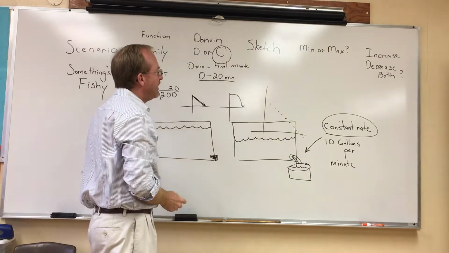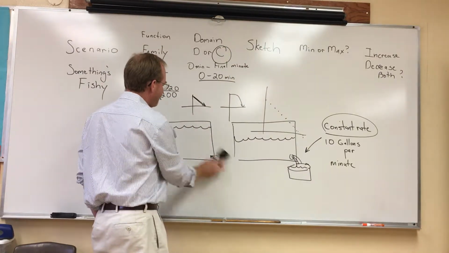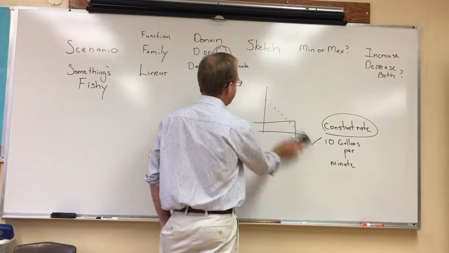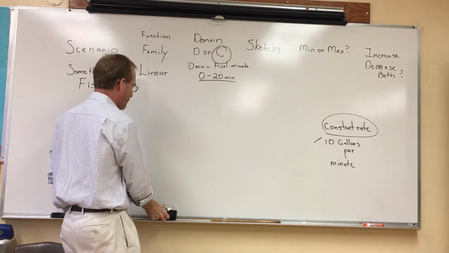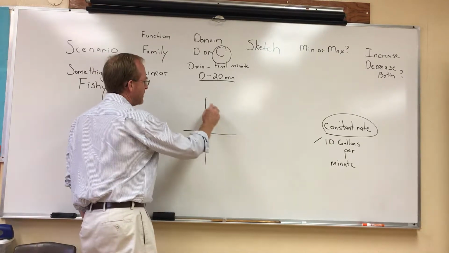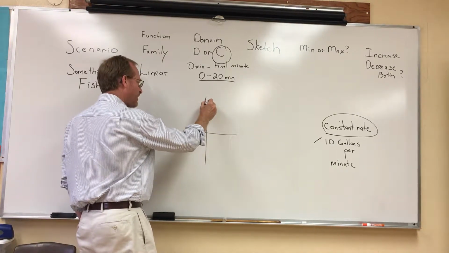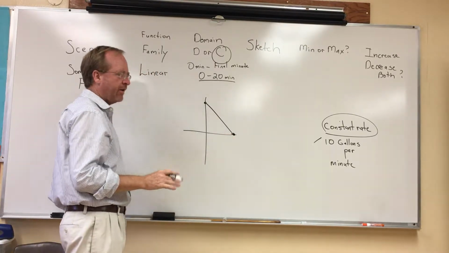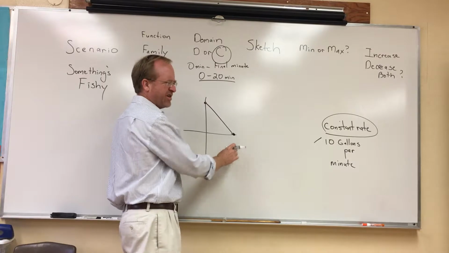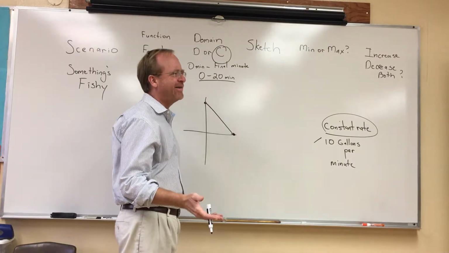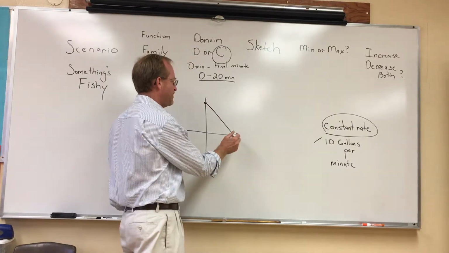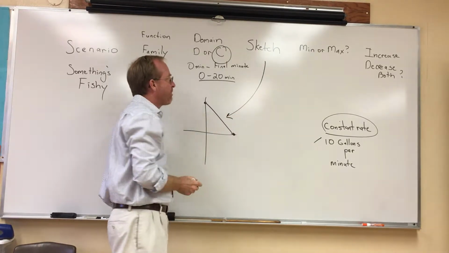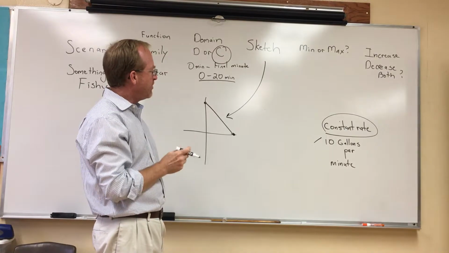All right. Sketch. Well, let's talk about the sketch. The tank starts full. So it's going to start high, and it's going to go down at a steady rate until it hits 0, and then it's done. Remember, you're not going to get into negative numbers because you can't have less than no water in the tank. You can have no water in the tank. You can get to 0, but you can't get less than that. So there's our sketch.